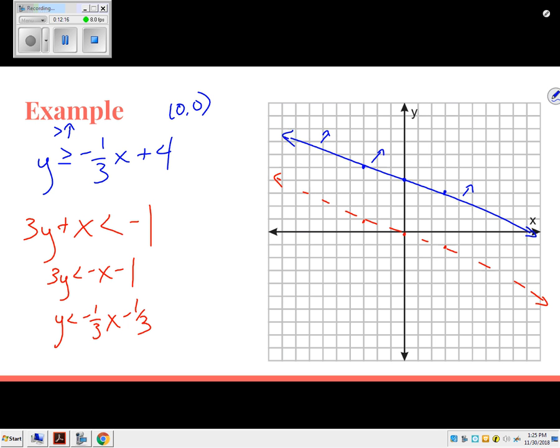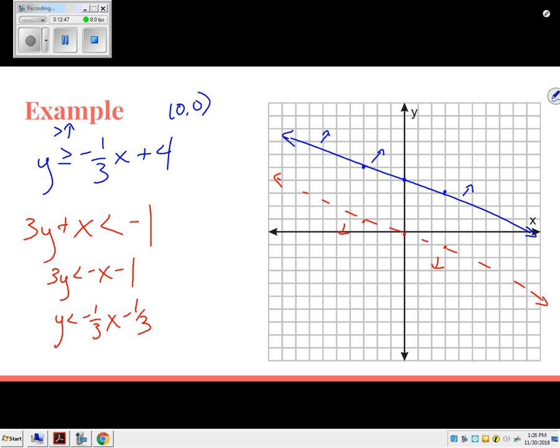So looking at this red line down here, and again, if I was to plug in 0, I would get 0 is greater than 4. Is 0 greater than 4? No, it's not. So I'm shading where 0, 0 is not up here. So I'm still using that same rule with my test point. However, the DHS easy button, if it solves for y, you can just use that. So y is less than this red line. Which side do I shade if y is less than? Shade the bottom.